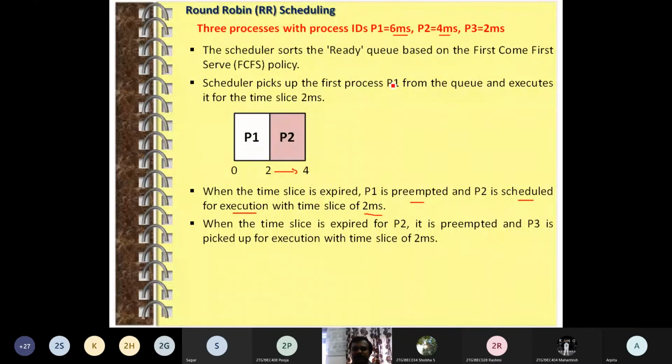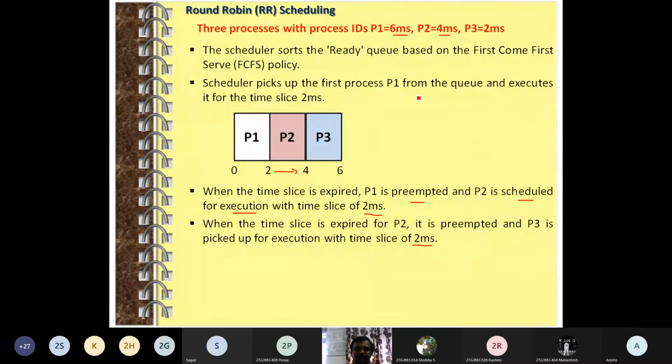And the next time slice is allocated to P3 for 2 milliseconds. You can observe here, each process is given equal weightage. Even though they need more time, the system is going to provide only the predefined time slice.